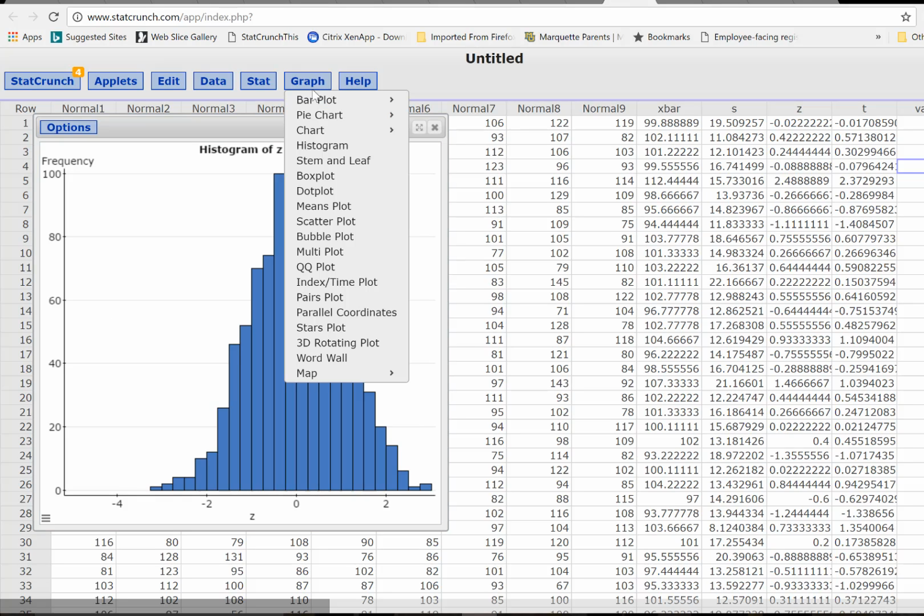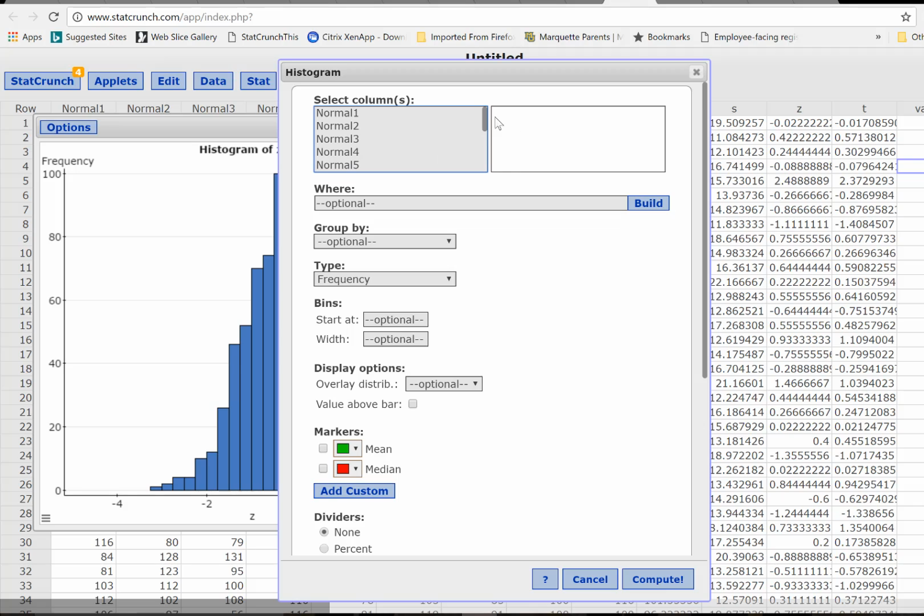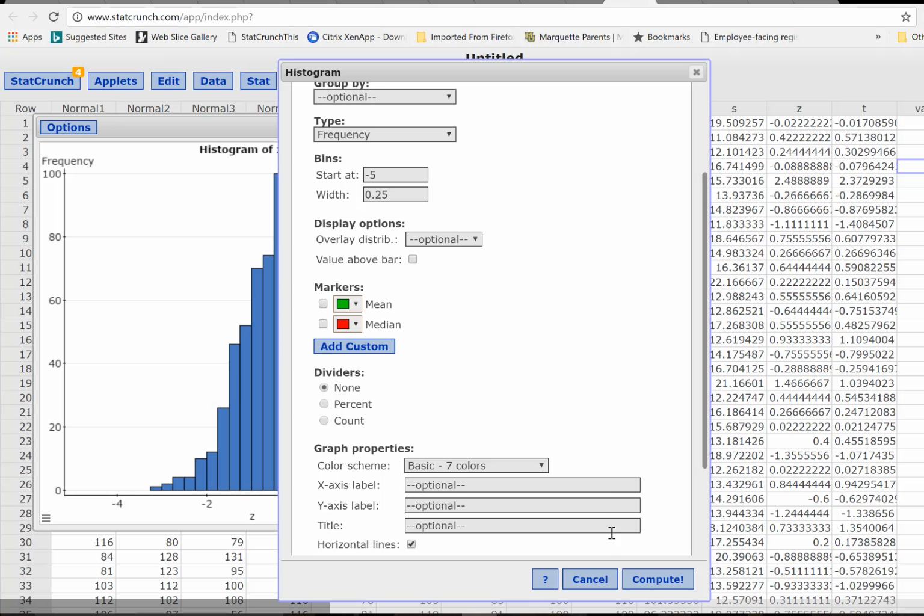Now I'm going to go graph, histogram, of T. Hopefully these bins are good enough. So again, bin starts at -5 with a width of 0.25, and I'm going to call this the histogram of T.